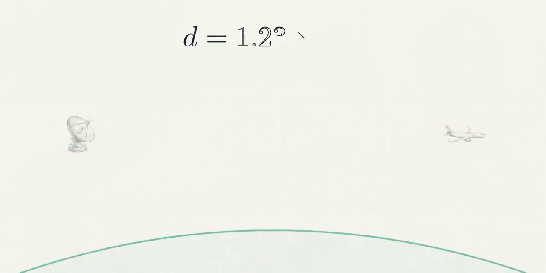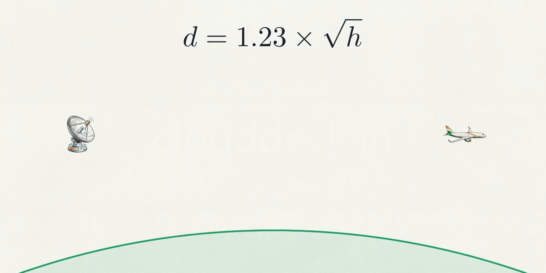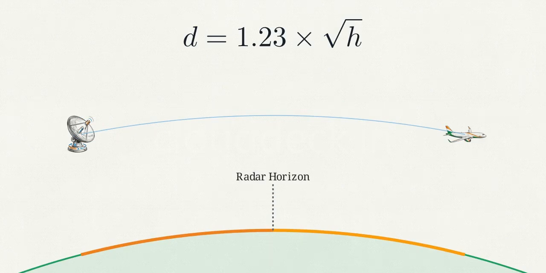This diagram illustrates the radar horizon. Because radio waves curve slightly as they travel through the atmosphere, radar can see just over the curvature of the Earth. To find the maximum detection range, you calculate the horizon from the radar antenna's height and add it to the horizon from the target aircraft's height.